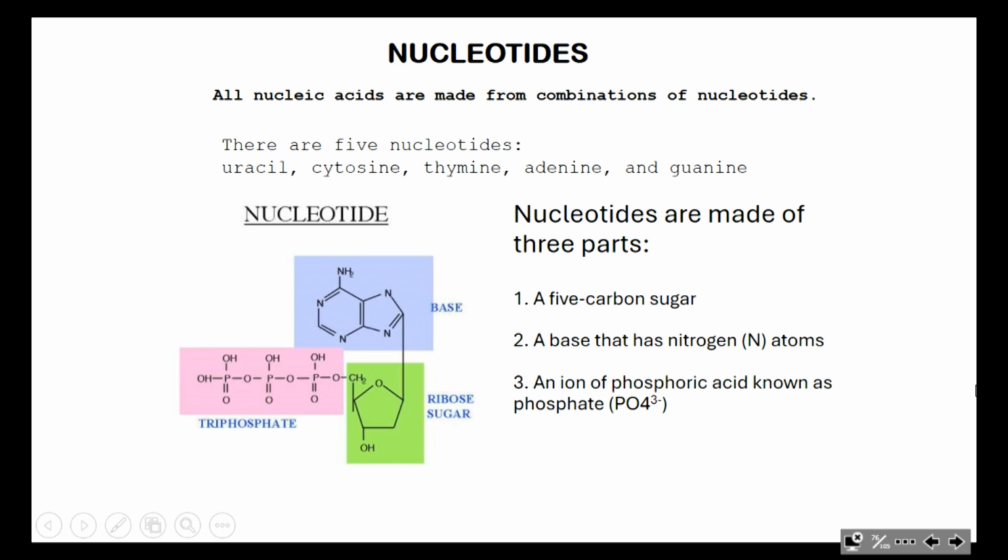Okay, so nucleotides are made up of 3 parts. What makes up a nucleotide? A sugar, a phosphate, and a nitrogen base.